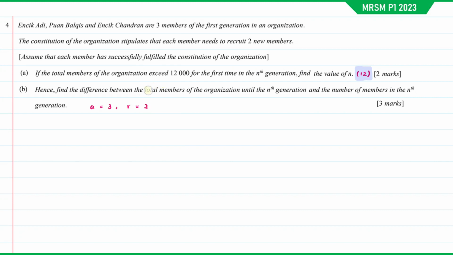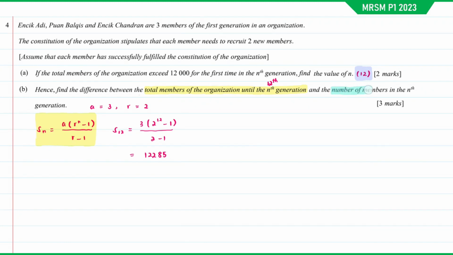So first, to find the total members of the organization until the 12th generation, we're going to use the formula for the sum of geometric progression. So S12 is equal to 3 times 2 to the power of 12 minus 1 over 2 minus 1. So the total is equal to 12,285.